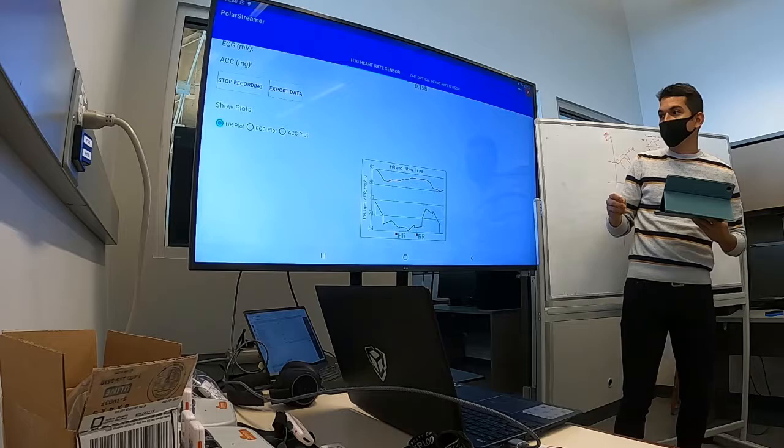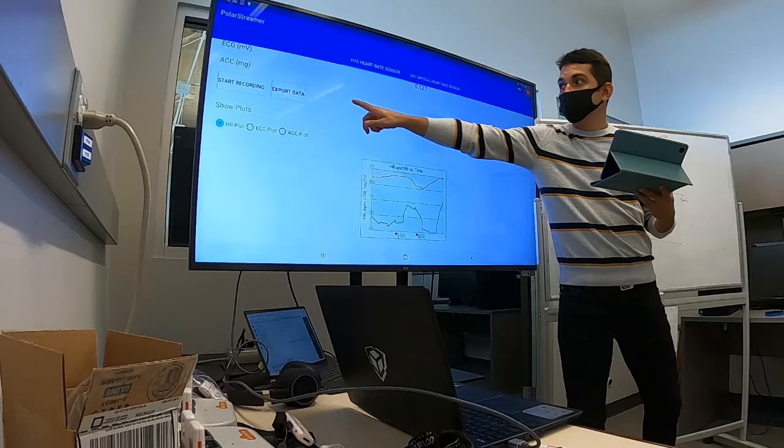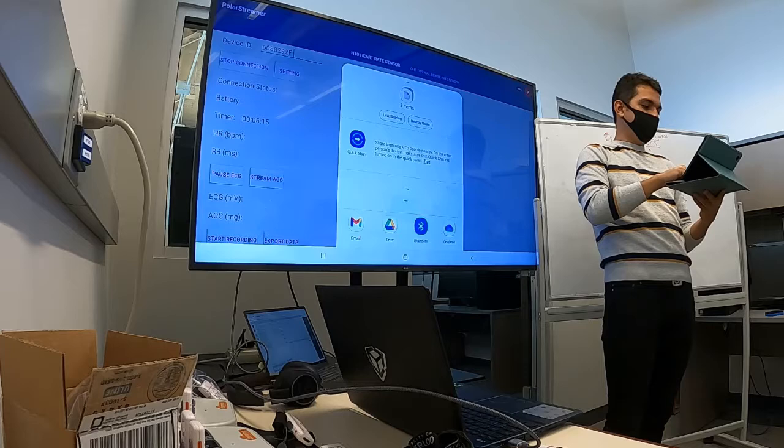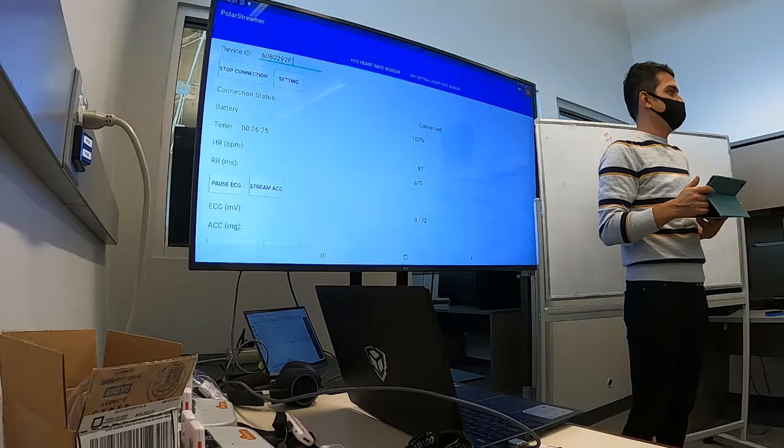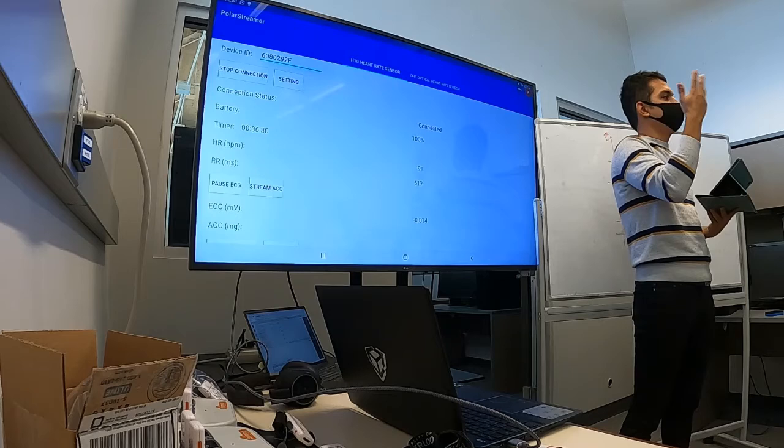So we're recording some data, and then at some point we just stop recording and hit export data. When you hit export data, it will prompt you, and then you will basically send the data from this tablet to your email. And you will need to put that into the ethics, like how the data is flowing and what is the type of email that you're using. You probably will need to use the URL email to do those things.